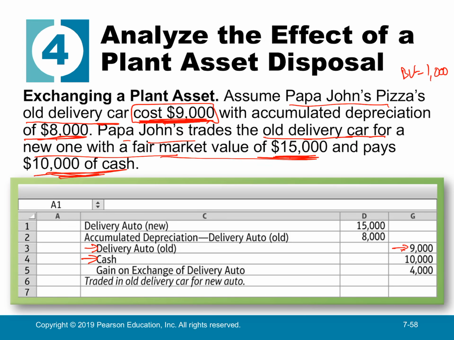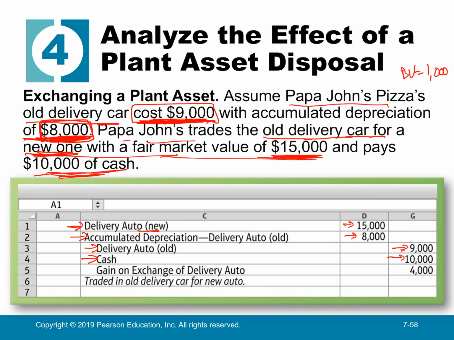We now acquired a new asset, a delivery truck or car, that's worth $15,000. So we have to add this new asset of $15,000, new car, onto our books. Since we got rid of the old car, we also have to get rid of the accumulated depreciation that's associated with that old car, right? We have to get rid of that. Accumulated depreciation is normally a credit balance because it's a contra asset account. So we're going to debit it for its balance of $8,000 to get rid of it.